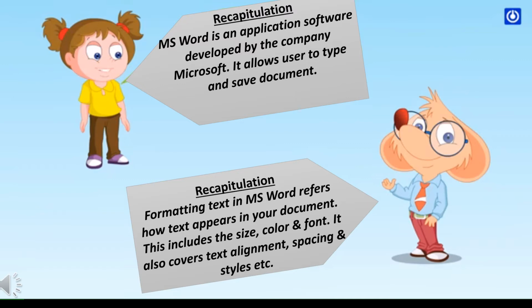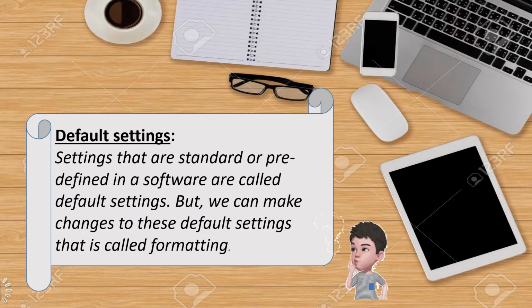So what is formatting? Formatting text in MS Word refers how text appears in your document. This includes the size, the color and the font. It also covers text alignment, spacing and styles, etc. Okay students, so what is default settings? Settings that are standard or predefined in a software are called default settings, but we can make changes to these default settings, that is called formatting.